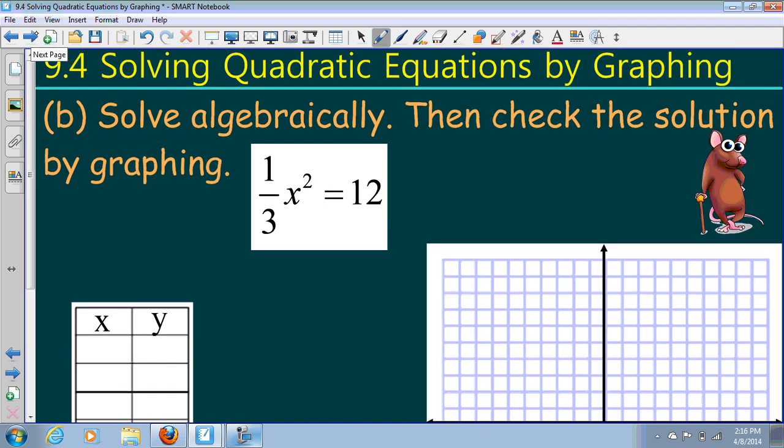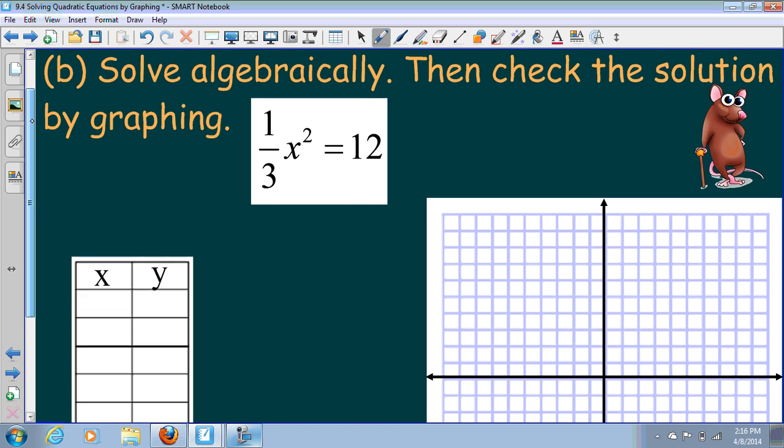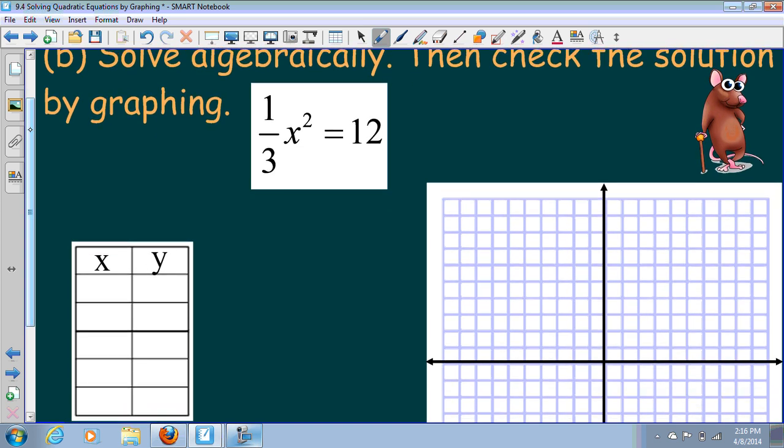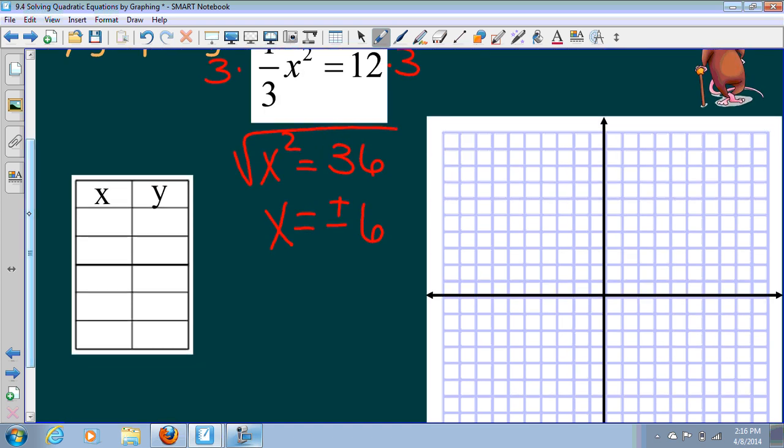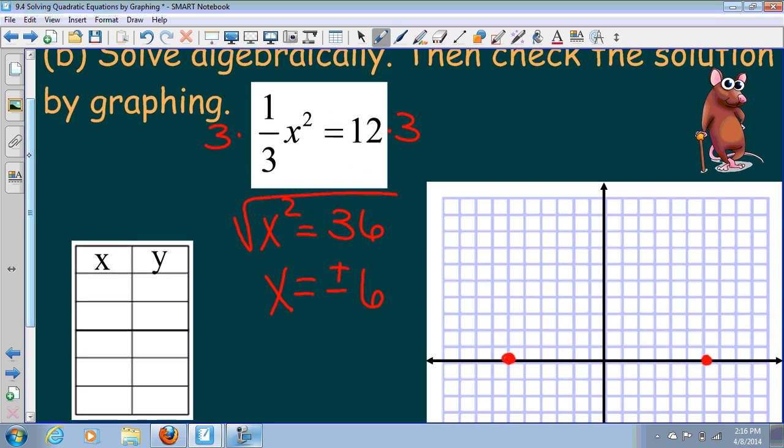We'll try another one here, and this time we'll make a t-chart with it and see if it comes up the same way. I want to get x squared by itself. Okay? Multiply by 3. Multiply by 3. X squared equals 36. Square root everything. So x equals, hopefully you're saying positive and negative 6. Okay? So positive 6, 1, 2, 3, 4, 5, 6. Negative 6, 1, 2, 3, 4, 5, 6. Okay, now let's make a chart, and let's see if we can figure out what our vertex is going to be.